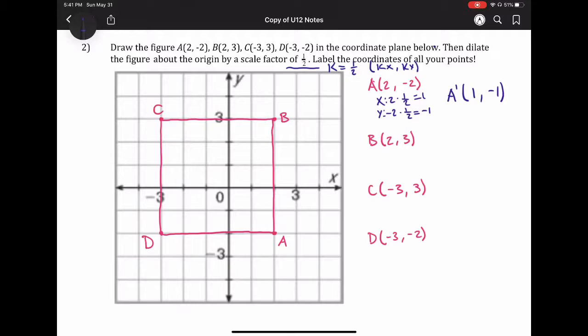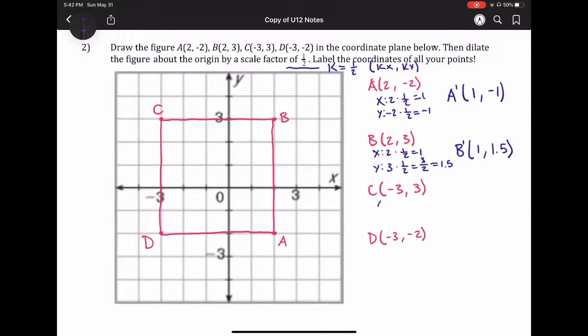Alright, B, I have an x of 2 times 1/2 is equal to 1. And my y of 3 times 1/2, when I multiply that across, gives me 3 over 2, which is equal to 1.5 as a decimal. So we're going to use the decimal from this point on. So my new B point is at the coordinate 1, 1.5.